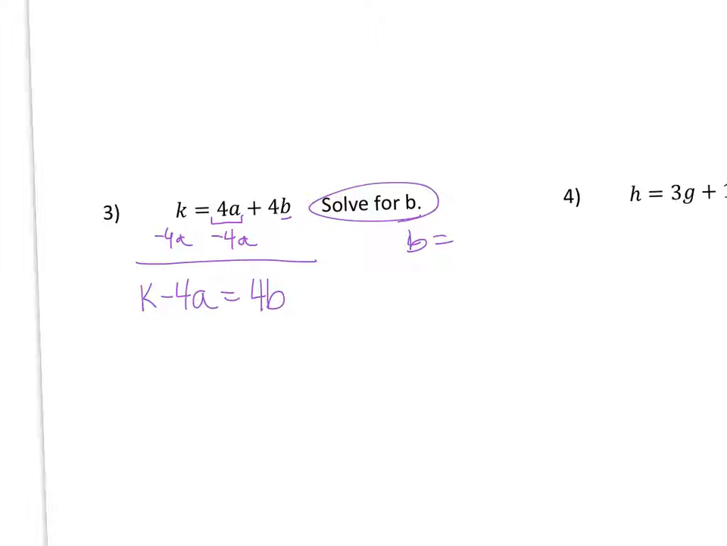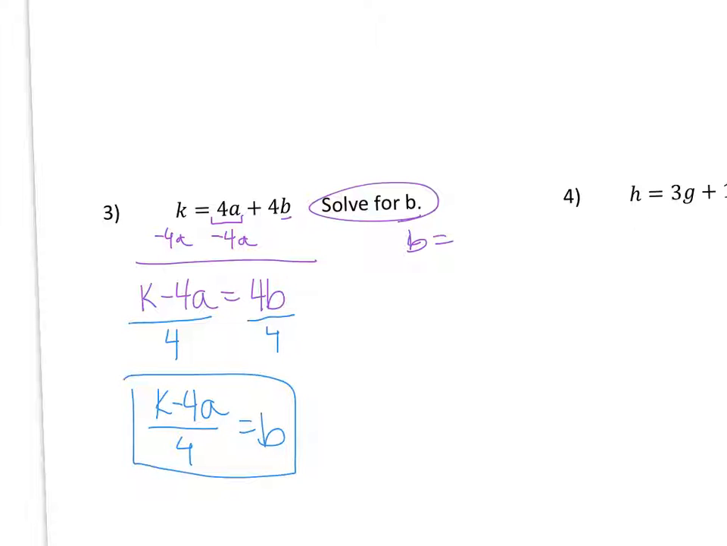Now we have a one-step equation. b isn't by itself yet. It's being multiplied by 4, so I'm going to divide both sides by 4. You end up getting k minus 4a all over 4 is equal to b. And you can keep it just like that. Now we've solved for b.